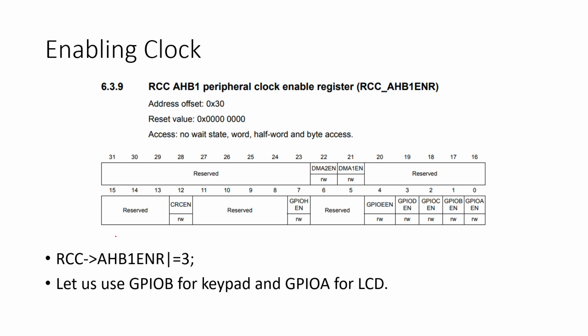So for enabling clock, we'll be using two ports, which is port A and port B, for LCD and keypad separately. In part 5 and part 6, we have used A and B. So to combine both, I'm using A and B together this time.